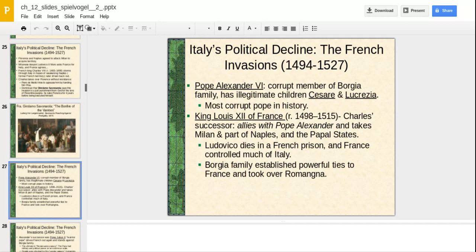And at the same time, you have King Louis XII of France, who was Charles's successor. So he's going to come after Charles VIII. He allies with this corrupt pope and ends up taking Milan and part of Naples and then part of the Papal States. Ludovico dies in a French prison, and France would end up controlling much of Italy, which we'll kind of see a trend. Remember that Napoleon will come into Italy later on as well. The Borgia family established powerful ties to France and took over Romagna.